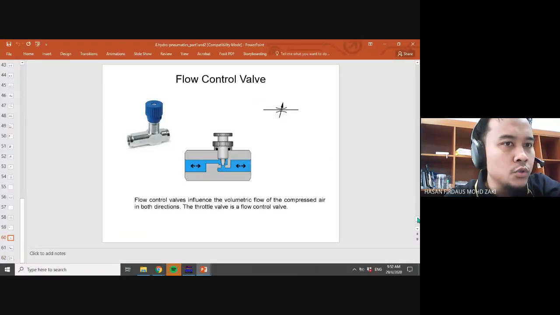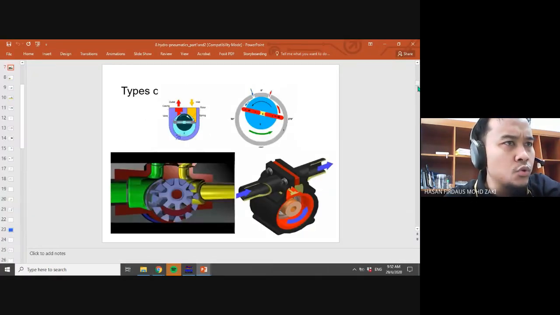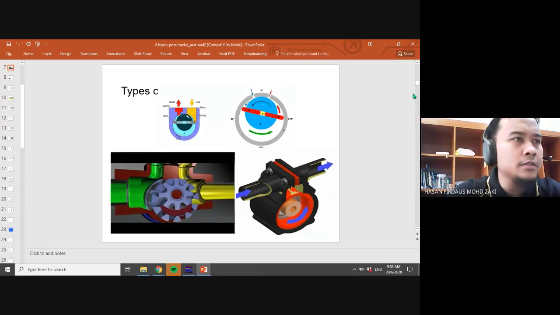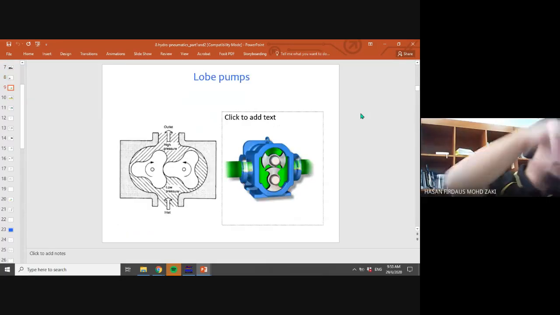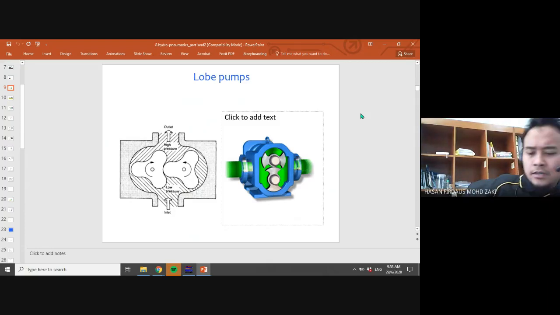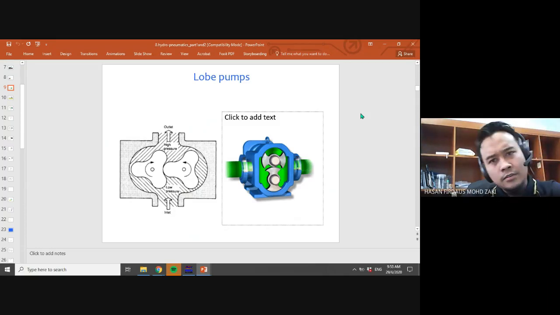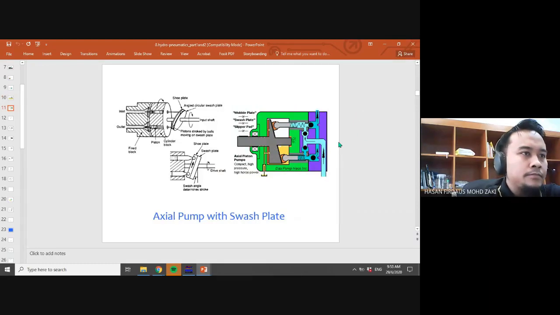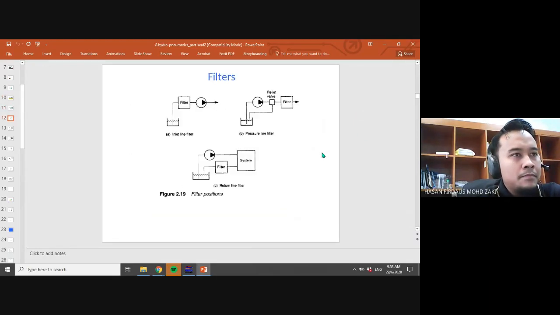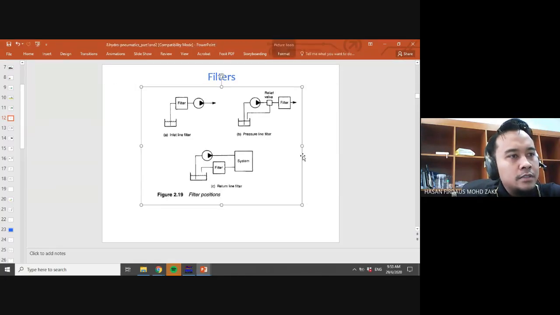So this one I think you go through by yourself. You see the symbols, right? For example, this one is pump. This is not important for the learning outcome of this class, but of course you can read by yourself just for your side information or knowledge. We have different types of pump. This one is filters.